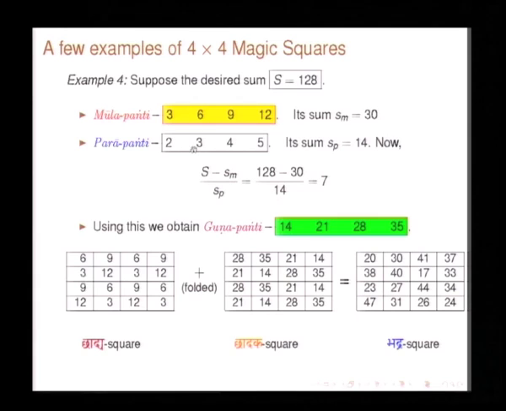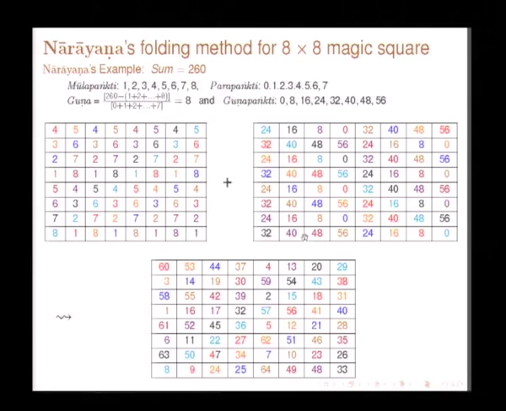So, you can take negative numbers also. Any arithmetic sequence will do. Okay, now I move on to the next thing: Nārāyana's folding method for 8 by 8 magic square.